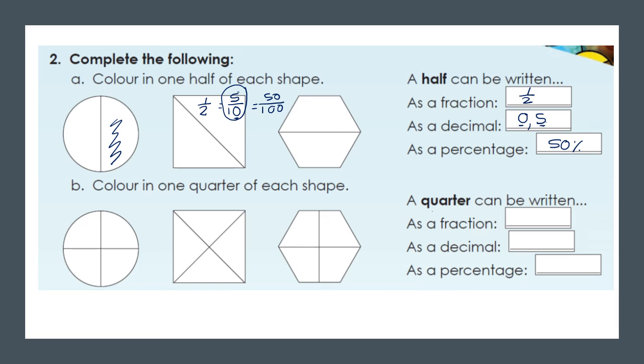Let's look at a quarter. A quarter is a 1 over 4. So that would illustrate a quarter. That is a quarter, and that is a quarter. As a decimal, it is 0,25. And as a percentage, it is 25%. That I will explain to you next time when we go a little bit deeper into what decimal fractions are all about.